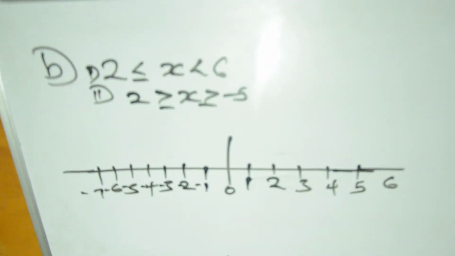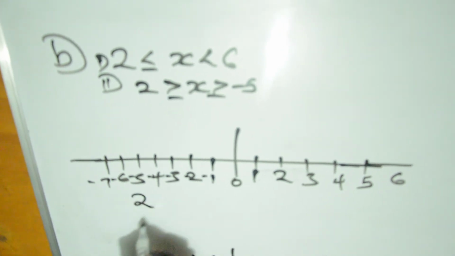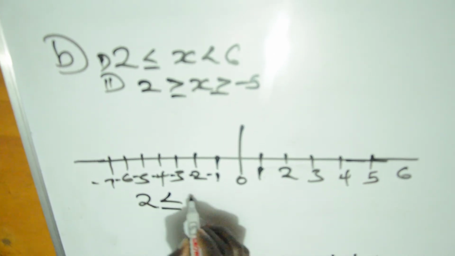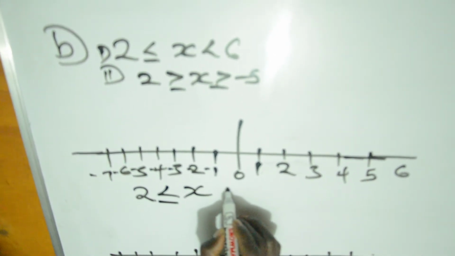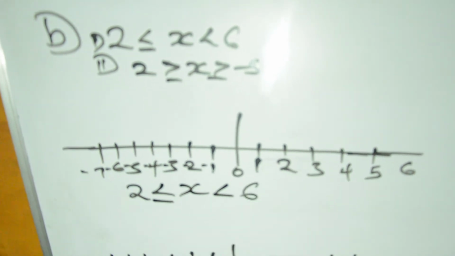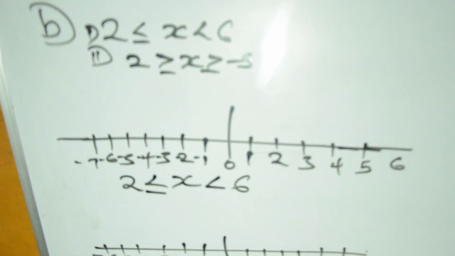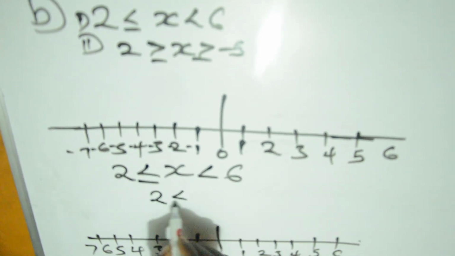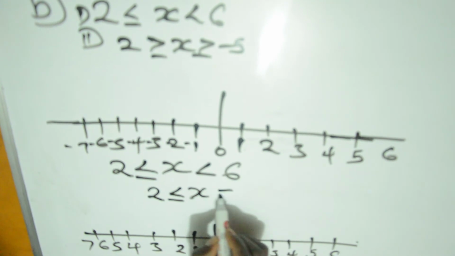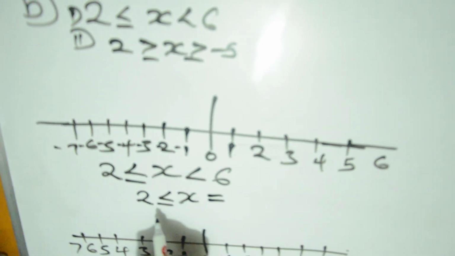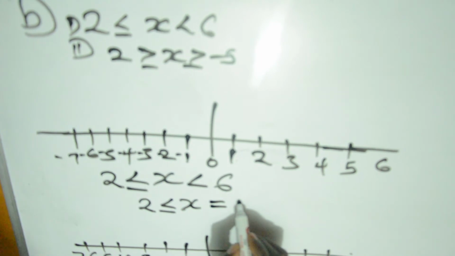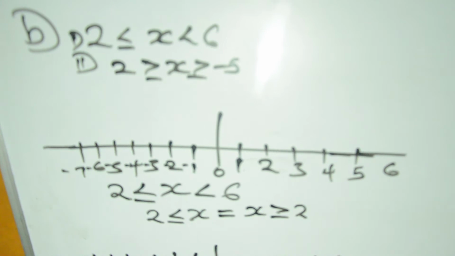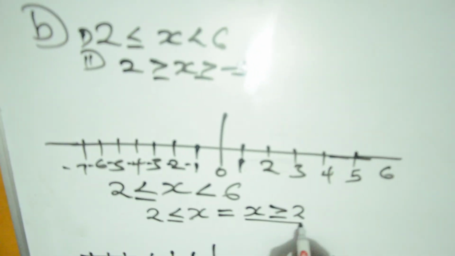The first equation is 2 is less than or equals to x, which is x is less than 6. For you to solve this inequality, first you split them into two inequalities. So the first inequality is 2 is less than or equals to x. This can be changed by shifting the x's and shifting the element. So it will be x is greater than or equals to 2. Are we together? And then the first inequality we have is this one.